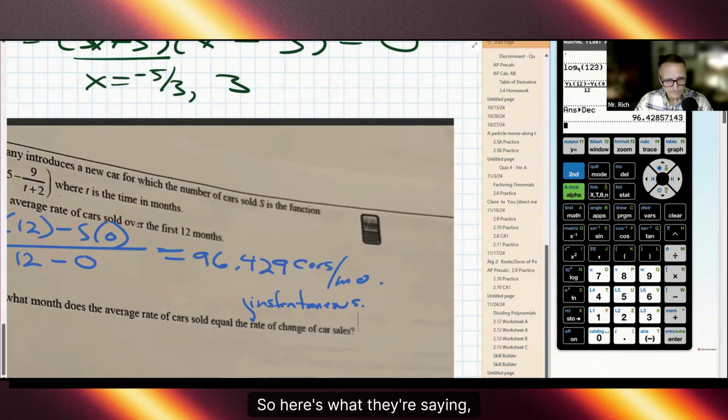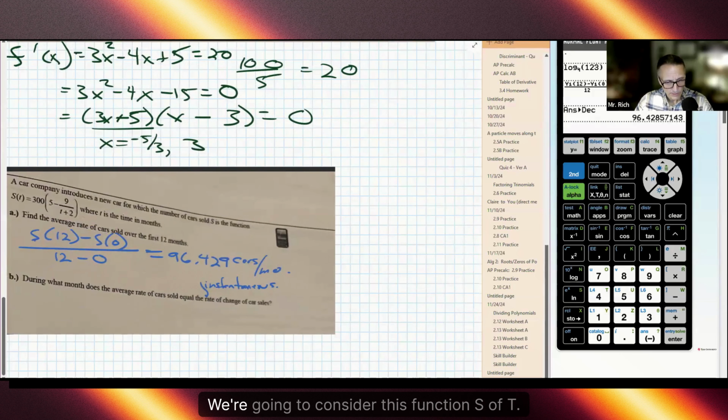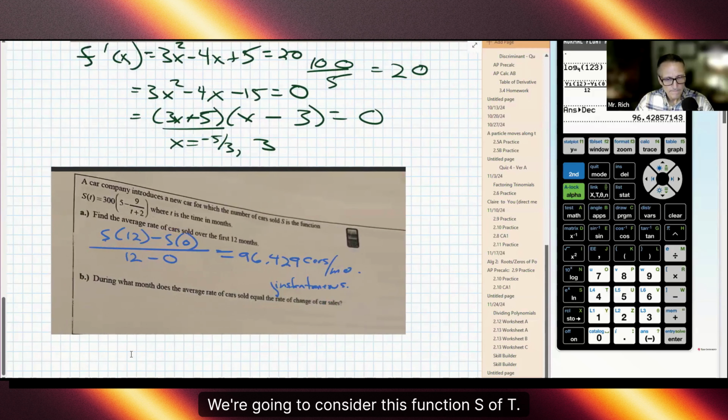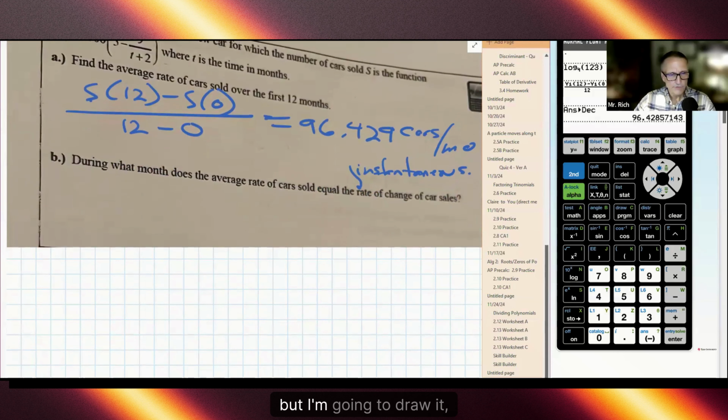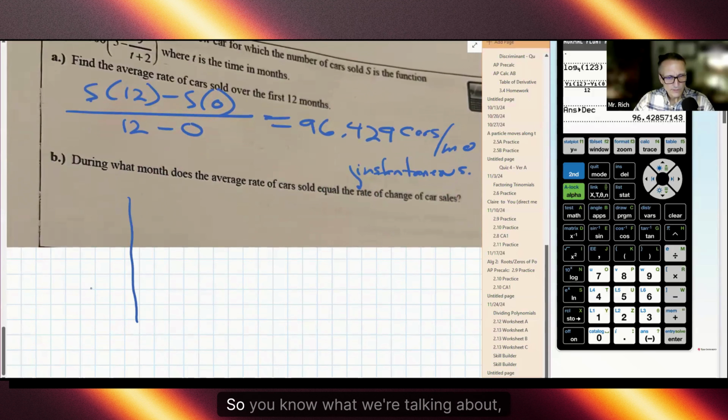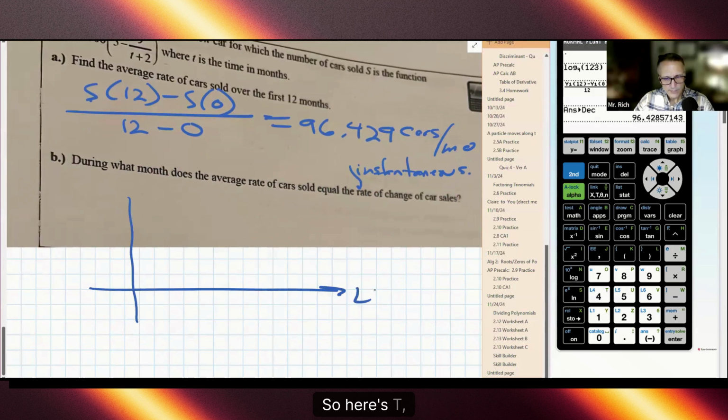So here's how we're going to do this, right? We're going to consider this function S of t. I'm just picturing this in my mind, but I'm going to draw it for you so you know what we're talking about, right? So here's t, and here's S of t.